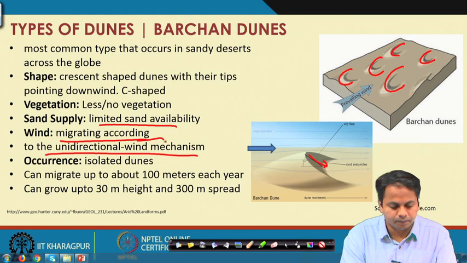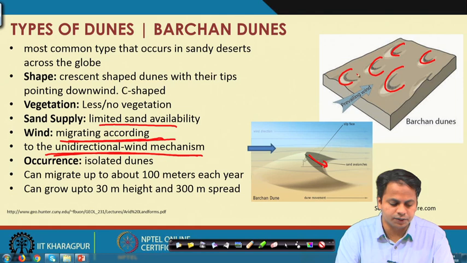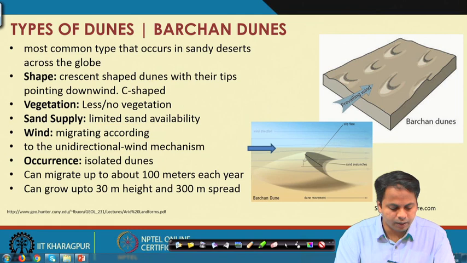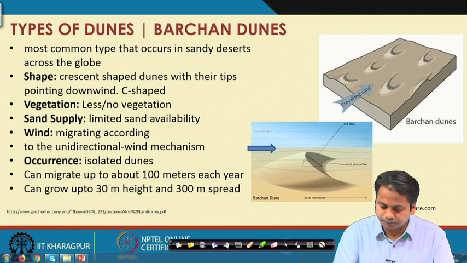These are mostly isolated dunes located in different places or regions, and they can migrate up to hundreds of meters each year. Okay. And they can grow up to 30 meters in height, and they can be spread around 30 meters in distance. Okay. So this is the Barchan dunes. So this is an example of a Barchan dune, this is an image of a Barchan dune.